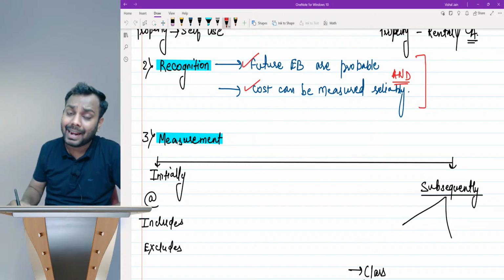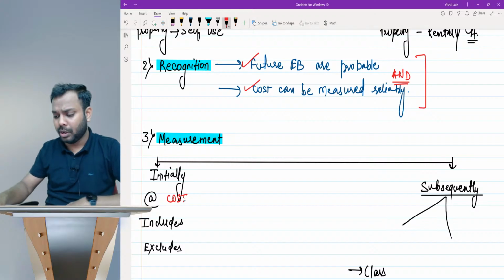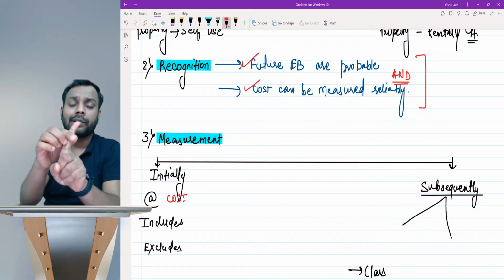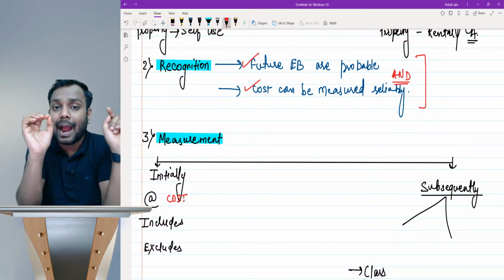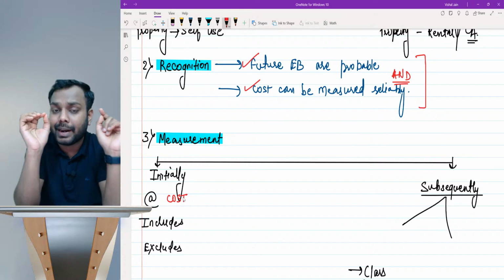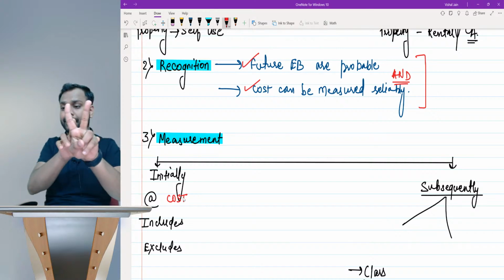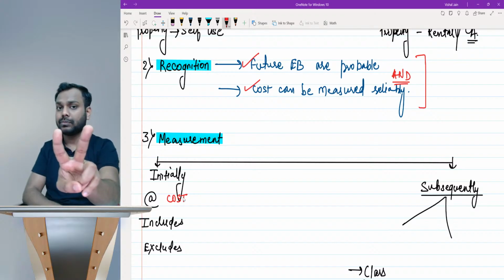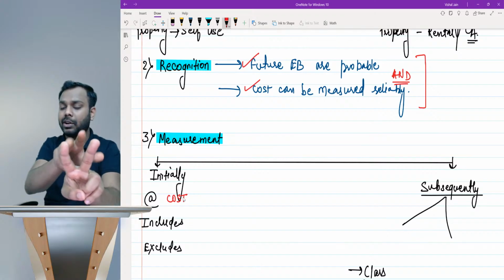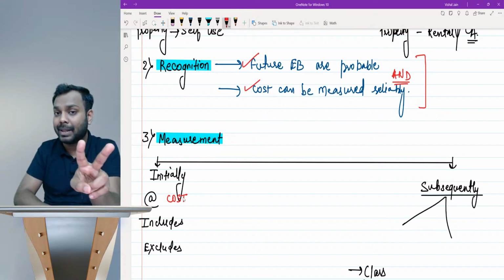Now initially, property, plant and equipment and investment property, both of them have to be measured at cost. What is a cost? Cost can include purchase price, non-refundable taxes, or any directly attributable costs which are incurred to bring the asset in 2 things. Tell me, what are the 2 words which I used to discuss in the class? Any directly attributable expenses incurred to bring the asset in the dash and dash intended by the management.